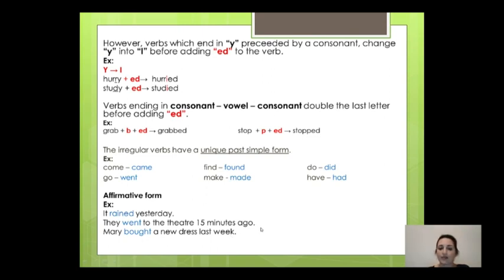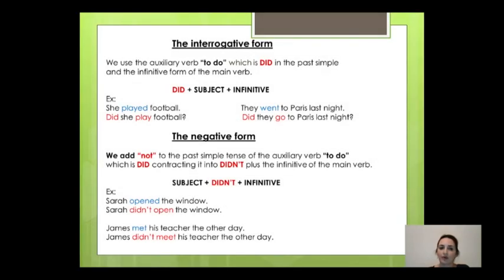The thing about past simple is that we always know when something happened. Okay, and now we are ready for the interrogative form. How do we form it? Look, we use the auxiliary verb to do, which is did, in the past simple, and the infinitive form of the main verb. So this is the past tense of the auxiliary verb do, which is did, plus subject, plus the infinitive of the main verb.